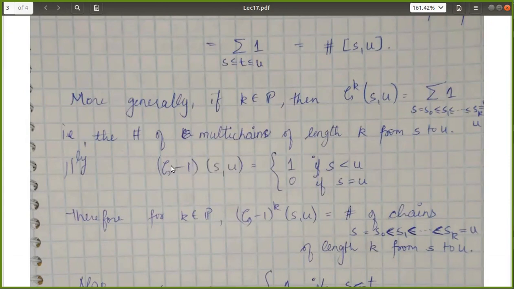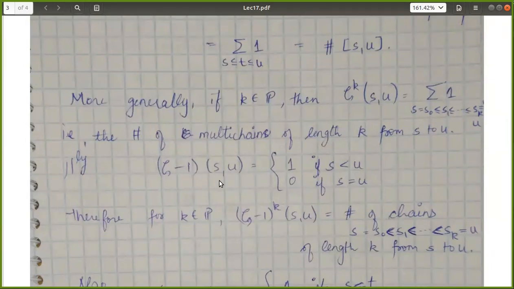And since this is an algebra, zeta minus 1 of SU is zeta of SU minus identity of SU. So zeta of SU turns out to be 1 when S is strictly less than U, but identity of SU is 0. Therefore, zeta minus 1 of SU is 1 when S is strictly less than U. However, if S is equal to U, zeta evaluates to 1 as well as identity evaluates to 1. Therefore, its combined value is 0. Right? Makes sense? Yes, ma'am.